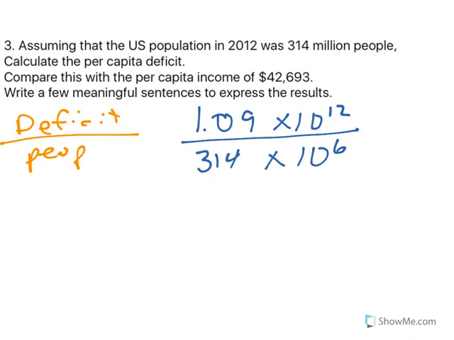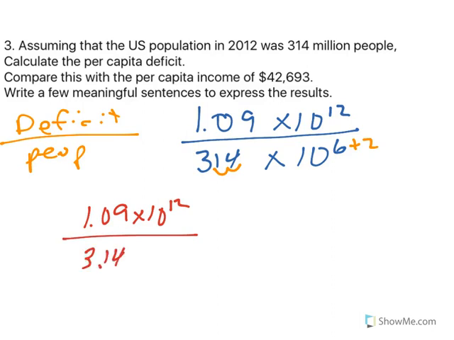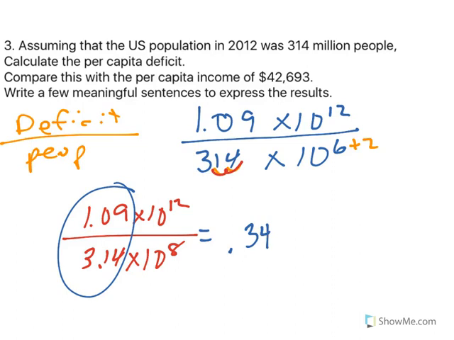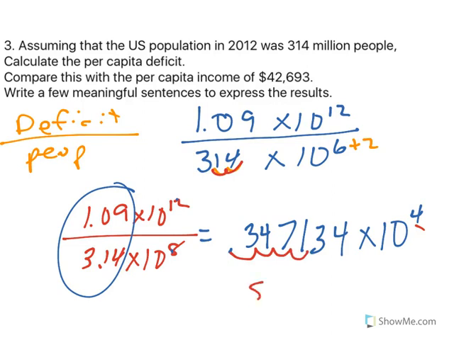Well, if you think about scientific notation, it's bigger, so I would add 2. So this is the same as 1.09 times 10 to the 12th divided by 3.14 times 10 to the 8th, because I moved it 2 places, so that went up by 2. Now, when I divide, I get 0.34734, I rounded, times 10 to the 12 minus 8, which is 4. Putting that into standard form, I move my decimal 4 places to the right.